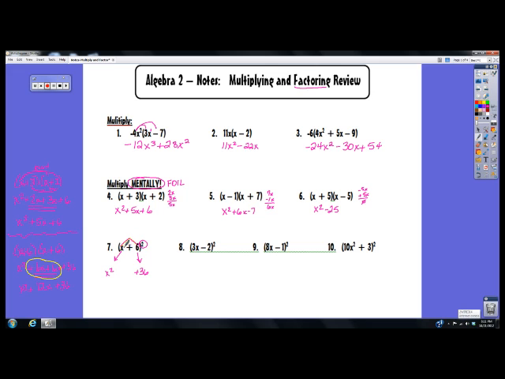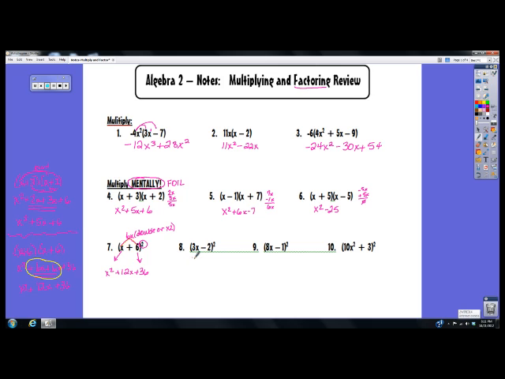6x came from 6 times x. 6 times x was 6x. But look, I had two of them. 6x, and then you're going to double that, or times 2. Okay, 6 times x is 6x, double it or multiply it times 2, and then that's where your 12x comes from. Same pattern, same process every time.